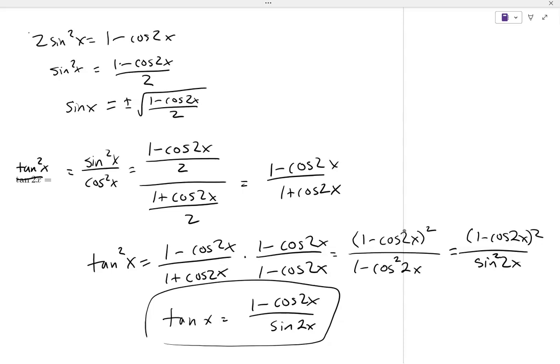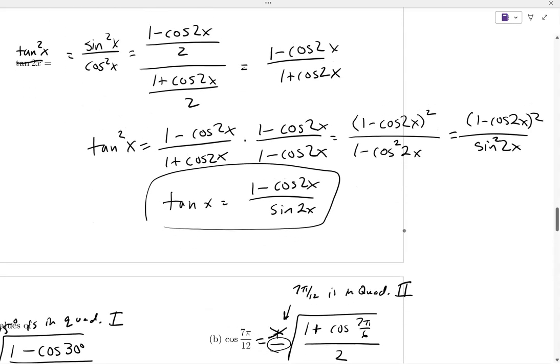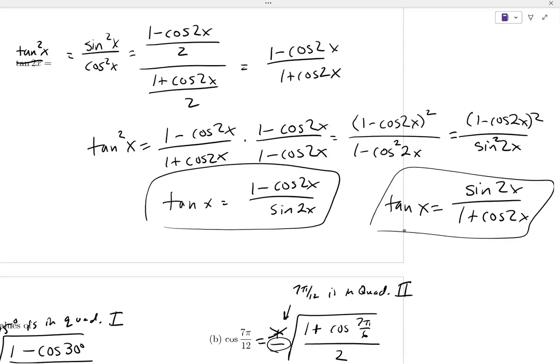The other form that you might see for this, notice we started this whole discussion by multiplying by 1 minus cosine 2x. We did the conjugate at the bottom, right? You could have also started with the conjugate at the top. And if you went through that whole explanation that I just did, you would have got this. Okay, so that's another form of the half angle formula for tangent. It's the same exact derivation that we just did. Just multiply with the conjugate at the top rather than the conjugate at the bottom. You'll get the same answer.